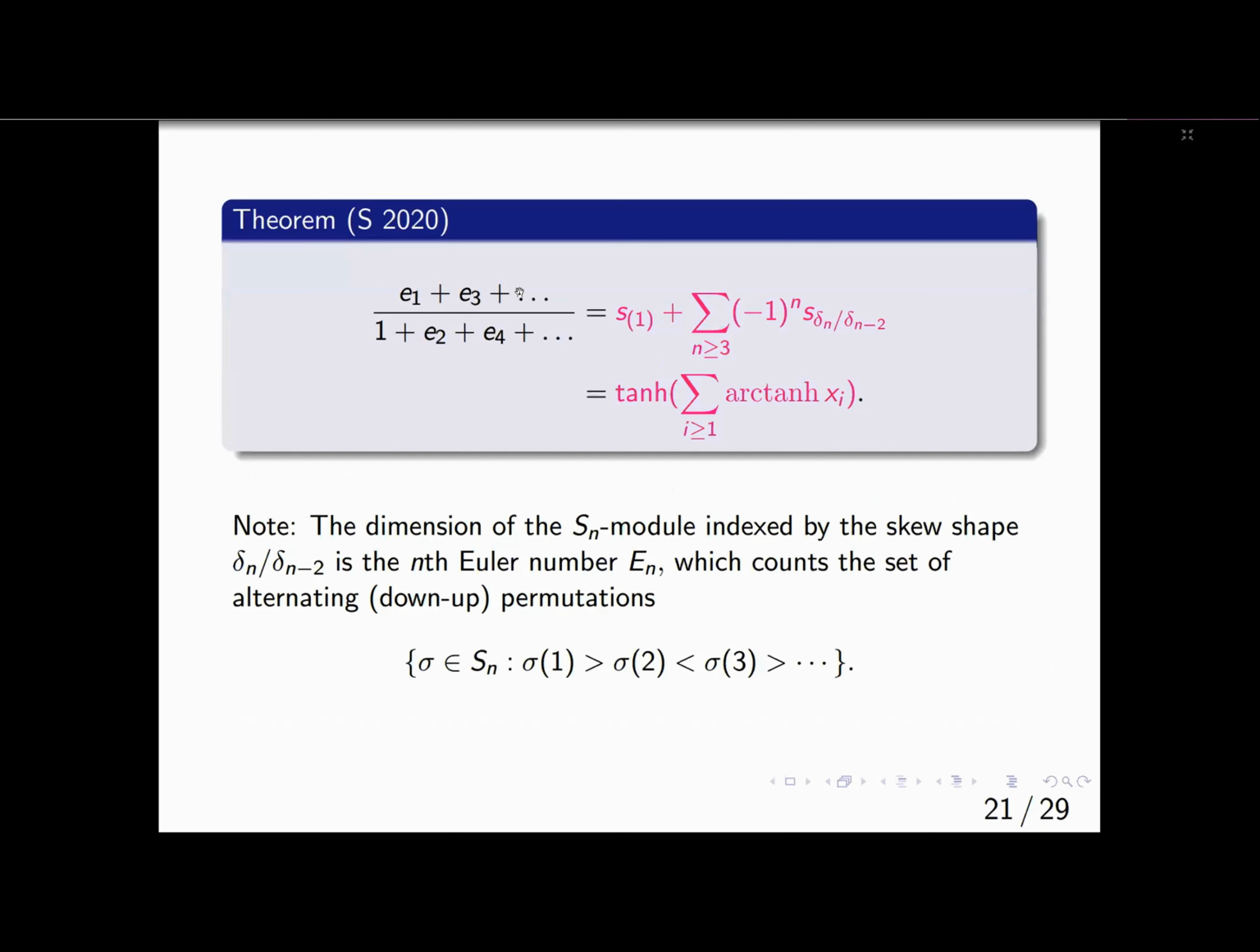And so the theorem is this: if you take the odd elementary symmetric functions and divide by the even ones, you get a nice skew Schur function decomposition like this. It's an alternating sum, and you get a nice generating function. And yes, these are hyperbolic tangents. I got very excited when I saw this, because I teach calculus a lot to high school students. And so then I like to tell them that I used hyperbolic tangents in my serious mathematical work. Okay, the fact about the dimension of the skew modules is easy to see. I think it's the nth Euler number. And you can imagine that there are lots of combinatorial connections here.